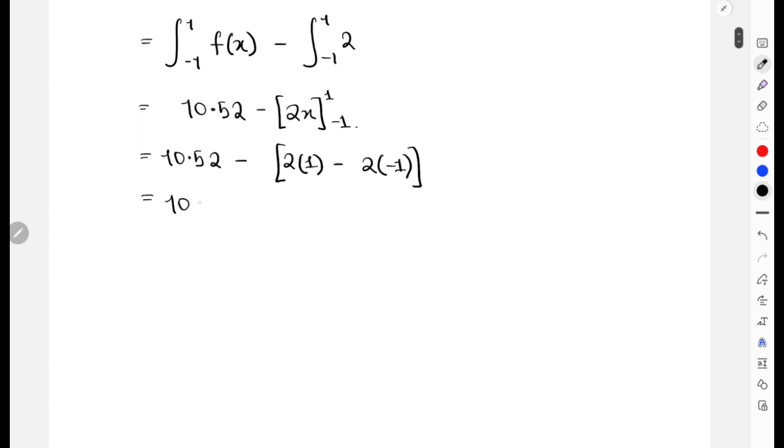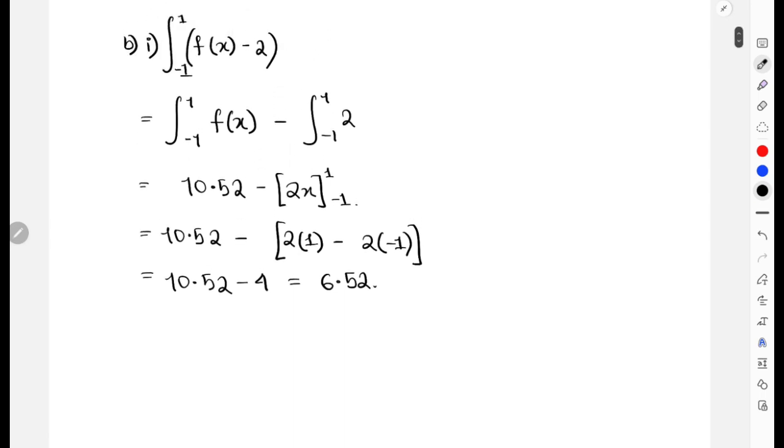So you're going to get 10.52. This is 2 and this becomes again plus 2. So 2 plus 2 is 4. This is minus 4 and you're going to be left with 6.52. This is how you're going to do the integration for this part. You just have to find out the similarities it has with the original equation.